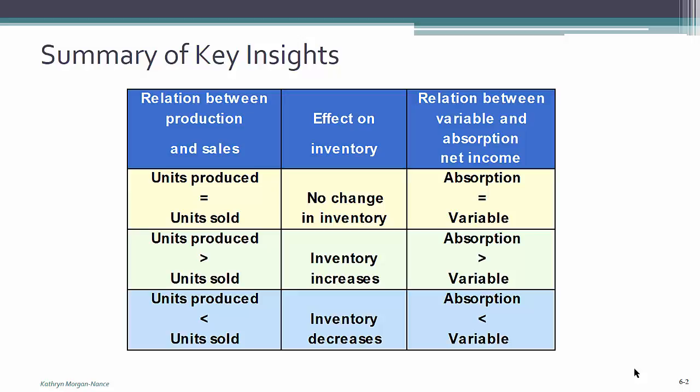To summarize, when units produced equal units sold, no fixed manufacturing costs are deferred into inventory, and the 2 methods report the same net operating income. When units produced are greater than units sold, absorption income will be greater than variable costing income. And conversely, as we saw in the most recent example, when units produced are less than units sold, absorption costing income will always be less than variable costing income.